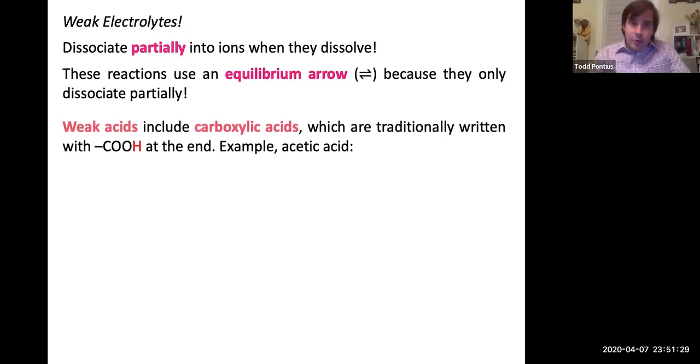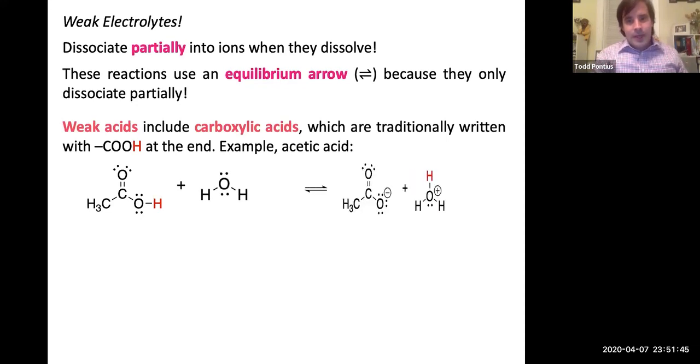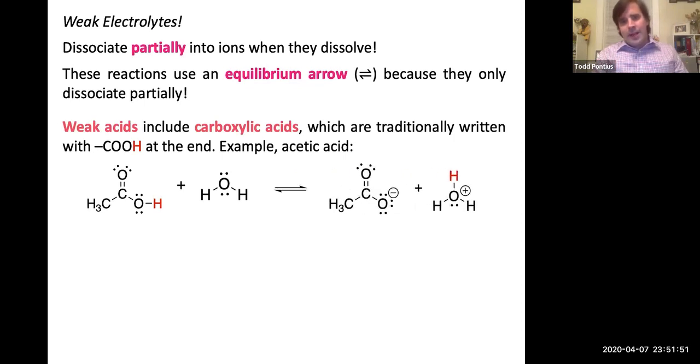Weak acids include carboxylic acids, and we're going to take 3 visual looks at the same exact reaction. So for example, here we have acetic acid, CH3COOH. It's what gives vinegar, again, its punchy taste. We can react it with water, and we use an equilibrium arrow, and we have our products, acetate and hydronium. So we could represent it like this. This is a visual representation of what happens.